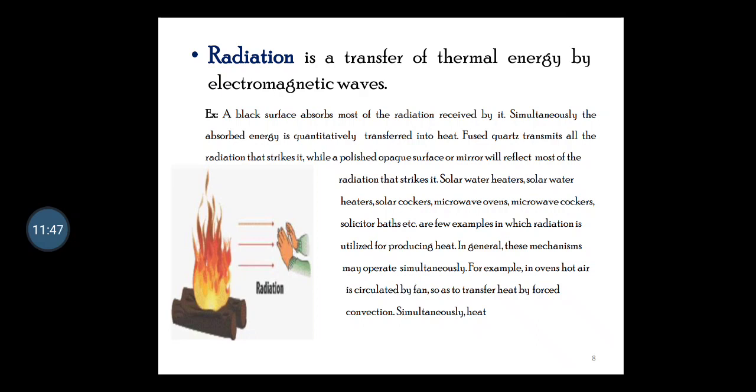It is used for producing heat, as in solar water heaters, solar cookers, microwave ovens, microwave cookers, and sonic heater baths. In many cases, heat transfer occurs by all three of these methods simultaneously. This can be illustrated by the working of the oven, in which hot air is circulated by means of a fan in order to transfer the heat by forced convection. Simultaneously, flow of heat from the shelf to the material in contact takes place by means of conduction, and heat also radiates from the hot walls of the oven, indicating the radiation phenomenon.